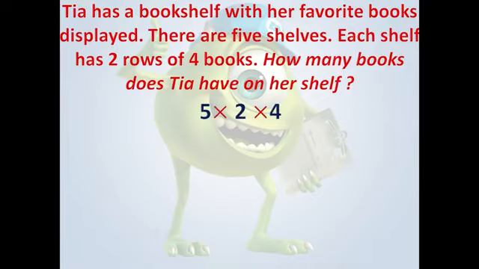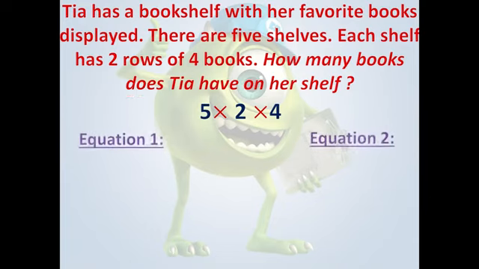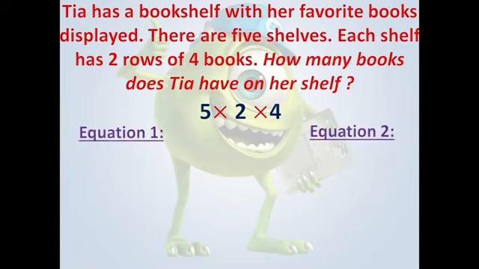5 by 2 by 4. How can I do it? Where should I start? Remember, I'm going to use the associative property of multiplication to solve that. So I'm going to put parentheses. And where shall I put the parentheses? Actually, I have 2 ways, or 2 equations, and you can use whichever one you want.